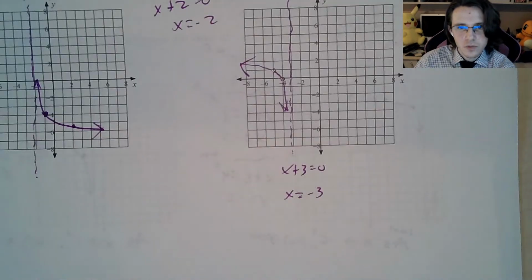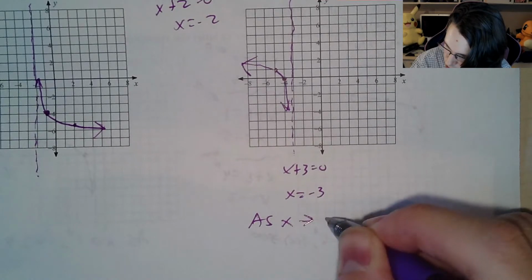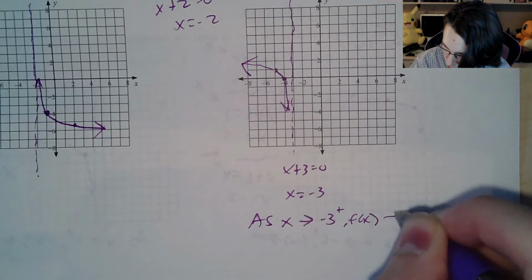Please note, this is also one where our end behavior is going to be different, so I'm actually going to write it this time. It's as x approaches -3, and now it's from the right-hand side, f of x goes to -infinity.